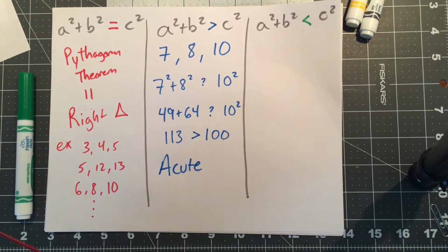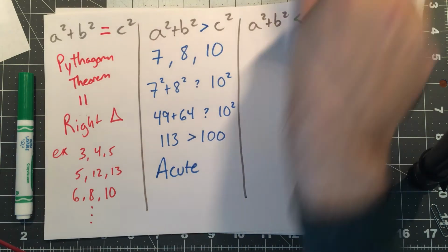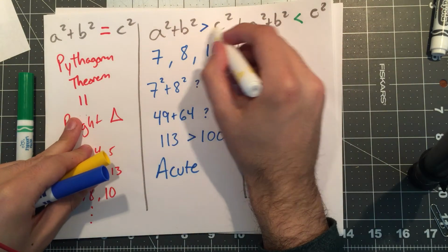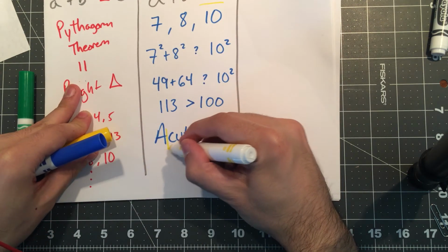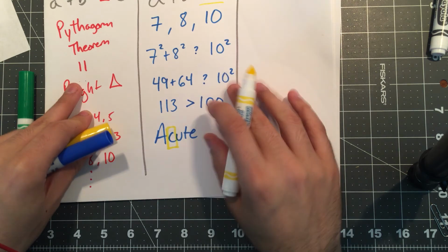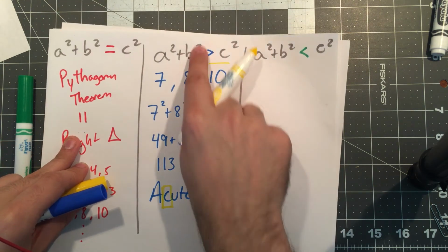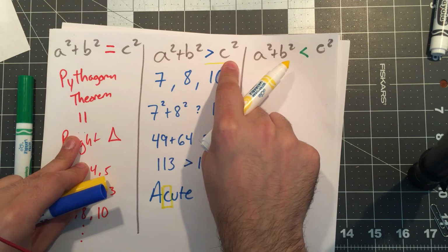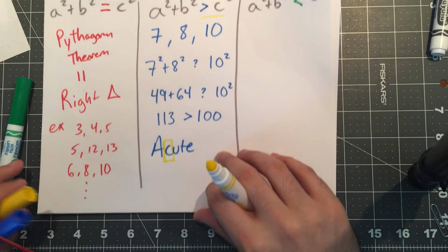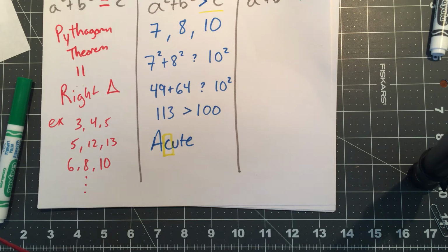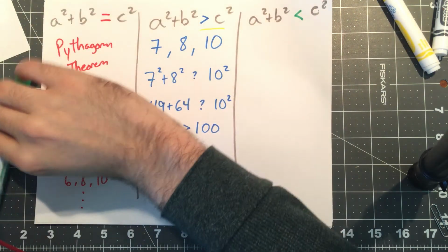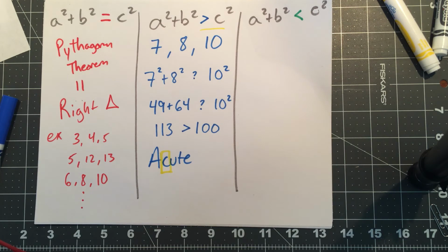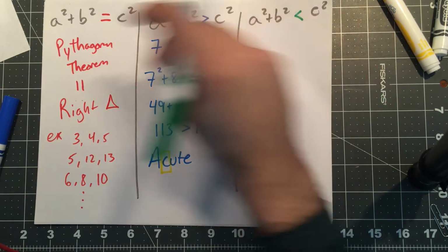How this works, the way I memorize it, is if the greater than symbol is pointing at the C, then it is acute with the C. So there's a C, it's kind of pointing, if you see up here, it's pointing at the C, and acute has a C in it as well. If your a squared plus b squared is greater than c squared, it's acute. I'm sure you can figure out where this is going to go. So let me think of another one.